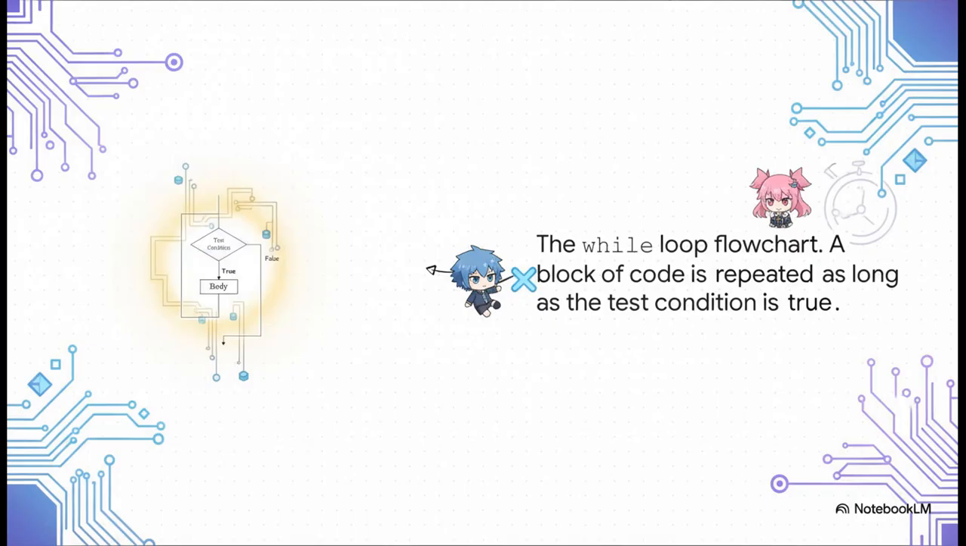Now, what about doing things over and over again? For that, we use loops. This flowchart shows a while loop, which is an amazing tool for automation. Here's how it works. The program checks a condition. If it's true, it runs a block of code. But then, and this is the key, it loops right back around and checks the condition again. And it'll keep doing this cycle over and over and over until that condition is finally false. Then, and only then, does it break the loop and move on.